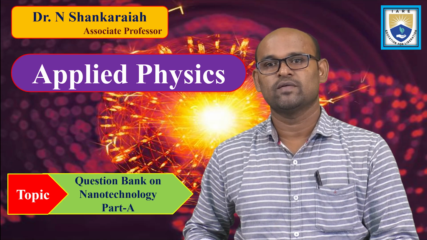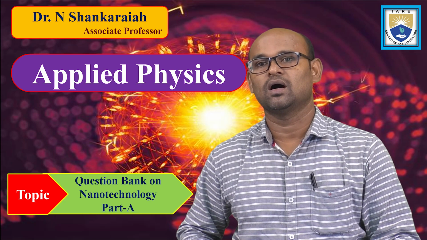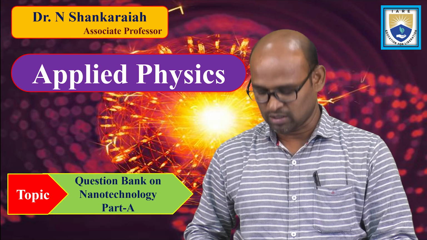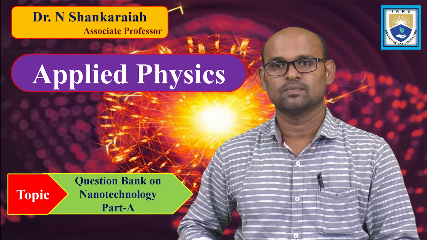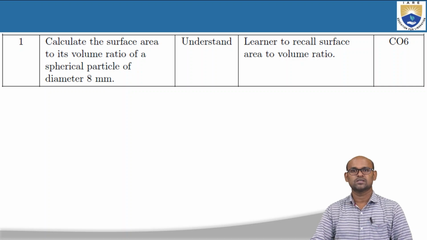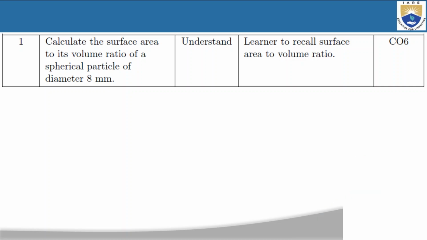In today's presentation, I will discuss the question bank on Module 5 Nanotechnology, Part A, which is analytical questions. The first question is: calculate the surface area to volume ratio of a spherical particle of diameter 8 millimeters. So we need to calculate the surface area to volume ratio of a spherical particle with a given diameter of 8 millimeters.